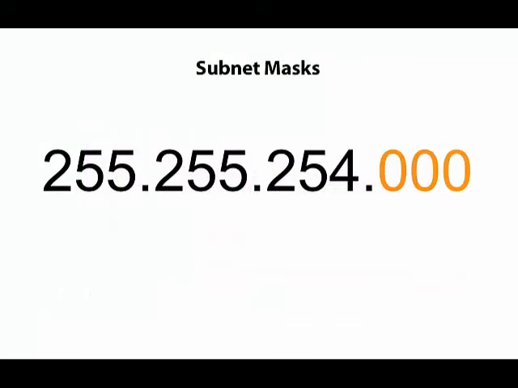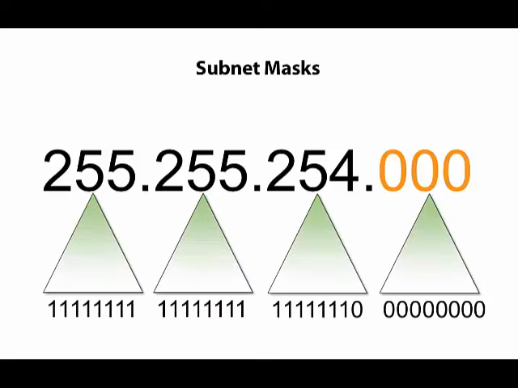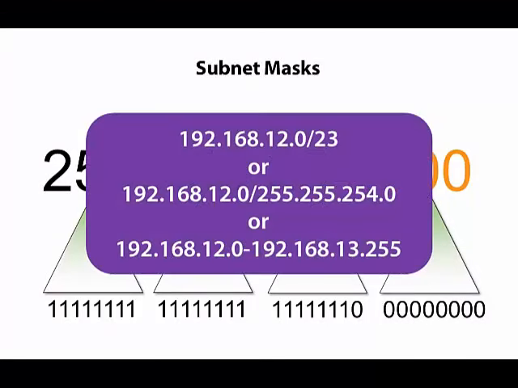Here we have a subnet mask of 255.255.254.0. So that's 8 bits on, 8 bits on, 7 bits on, 0 bits on. So that's a 23-bit subnet, and the range of possible IP addresses spans 2 Class C networks. So it goes from 192.168.12.0 to 192.168.13.255. So it combines what you would normally think of as 2 different subnets.